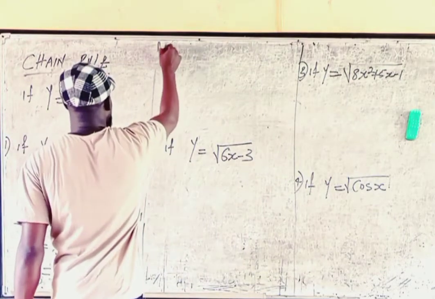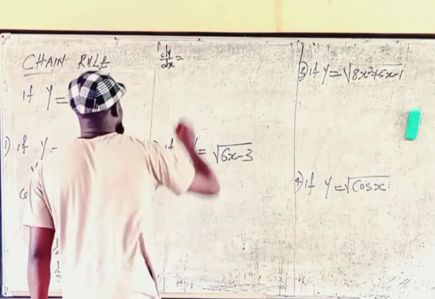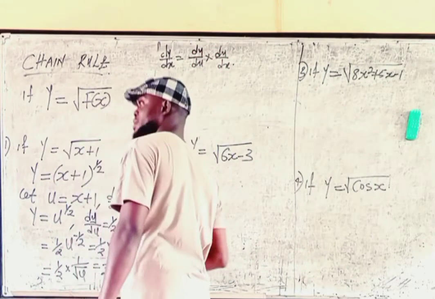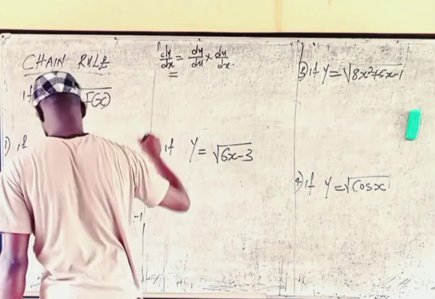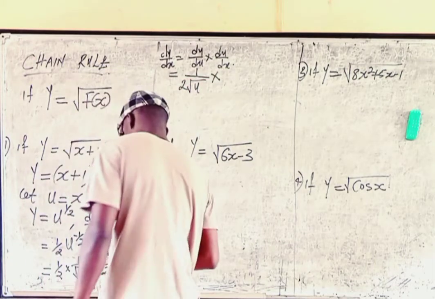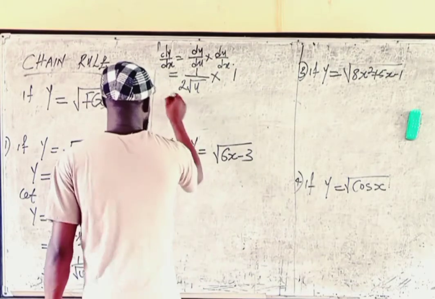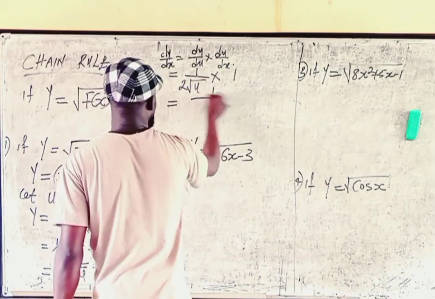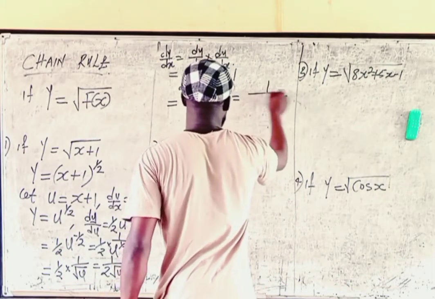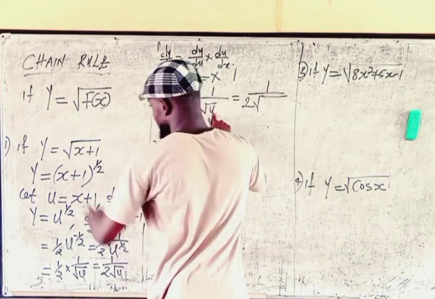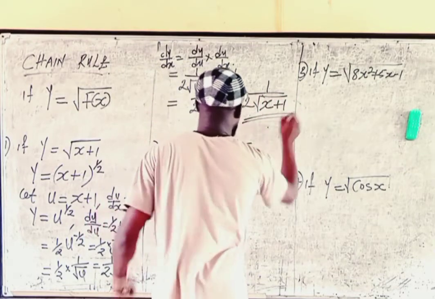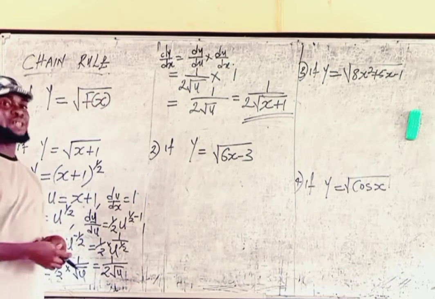Then dy over dx will be equal to dy over du times du over dx. What's dy over du? 1 over 2 root u, times what's du over dx? Just 1. So we have 1 times 1, that's 1 over 2 root u. Then remember, u is the same thing as x plus 1. That will be the answer: 1 over 2 root x plus 1.